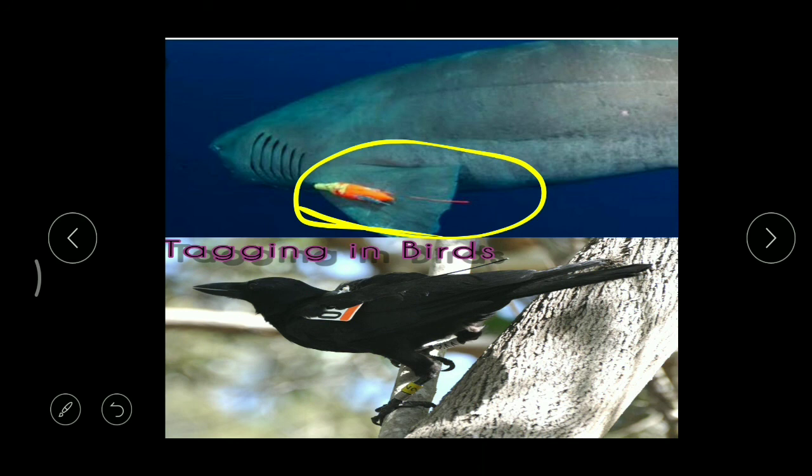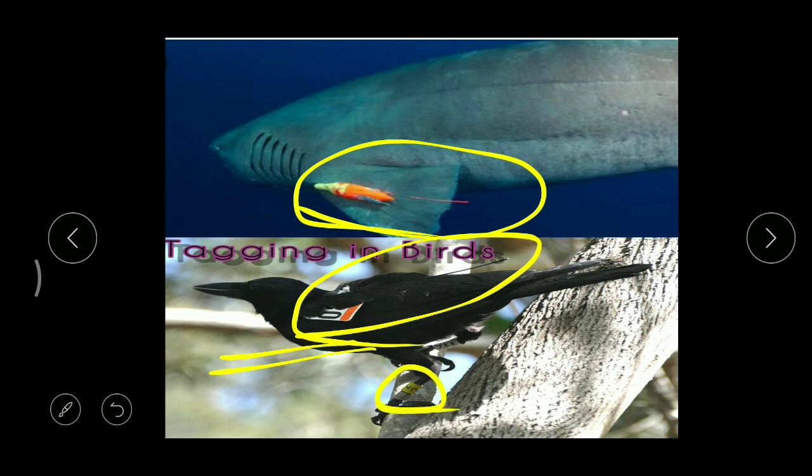Okay, and even here we can see this bird, and in this bird also we can find this. Have you seen this tracking device? Yes. And even at the leg also, see, we can find that tracker, right? So with the help of this kind of tracking, the scientists can very easily study the behavior of each and every animal.